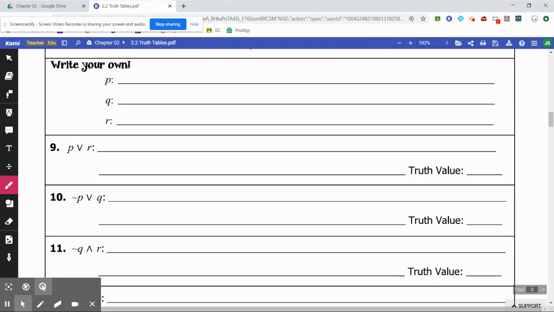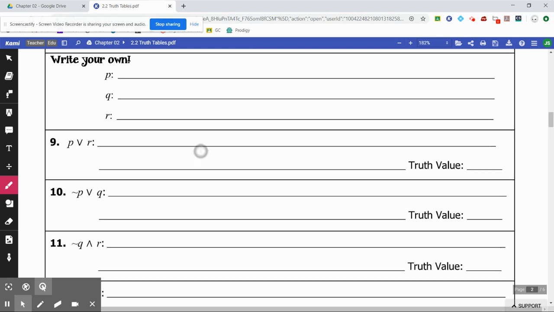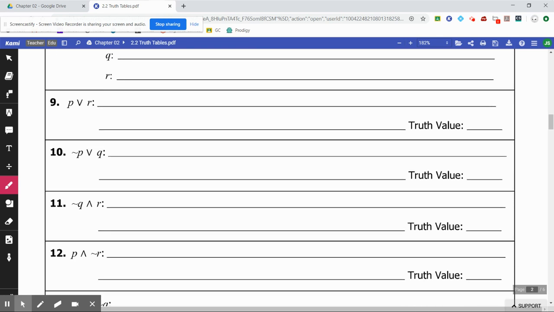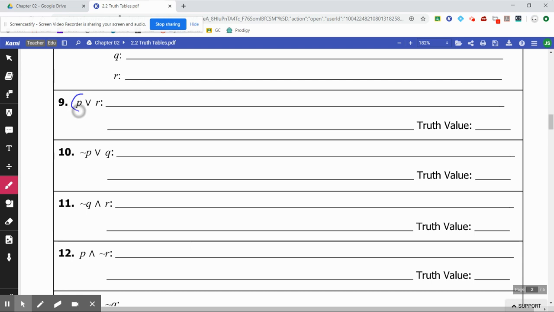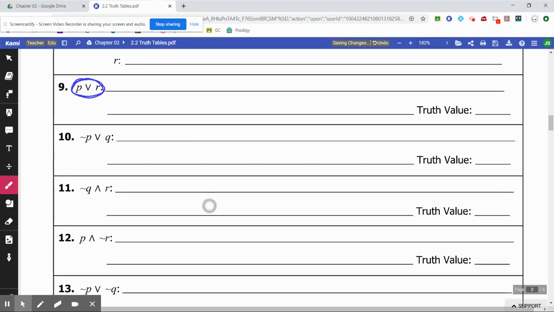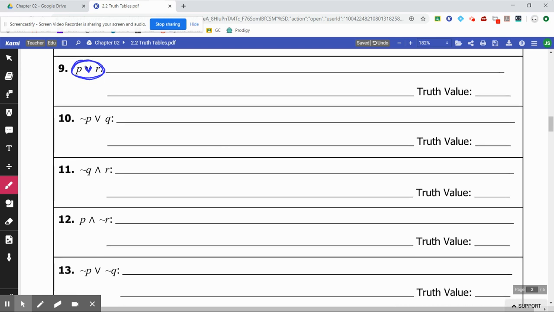So the next part says write some of your own, and we're not going to do this, but I am going to remind you, if you have an or statement like this, the upside down and symbol, or the V right here, means or. In order for this to be true, one or the other must be true. At least one has to be true. The squiggly in front of a statement, again, means not. It's the negation of the statement.